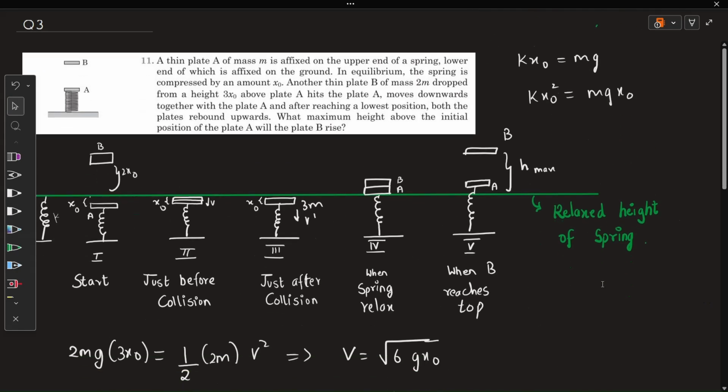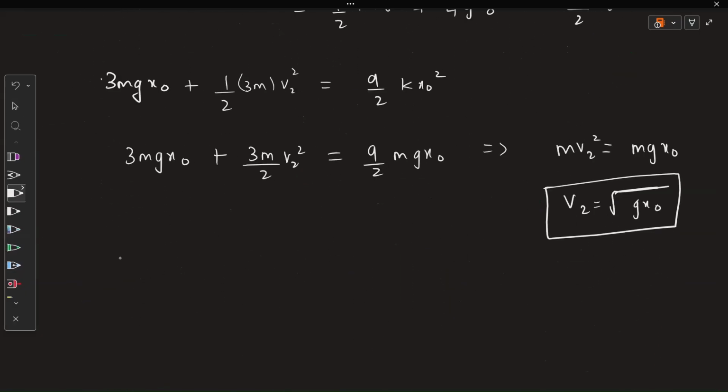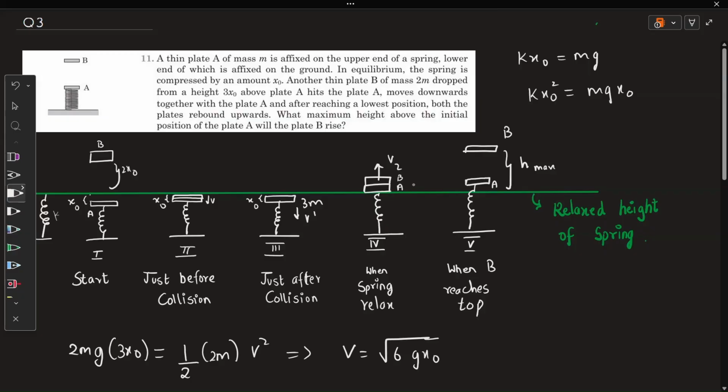Now, at this point the velocity here is v2. From here, the maximum height reached by plate B is h max equals v square by 2g, so just v2 square by 2g, which is g x naught by 2g. So it reaches x naught by 2. From this line, plate B reaches x naught by 2.